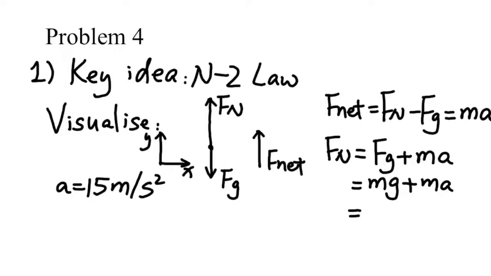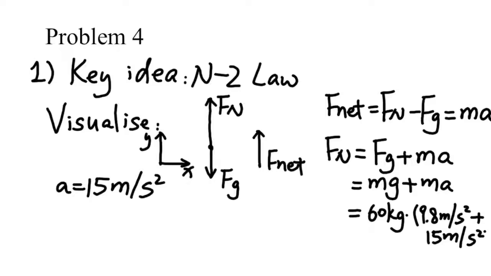So we plug in mass as 60 kilograms times the sum of g and a, which is 9.8 plus 15. And the answer we got is 1,488 newtons.